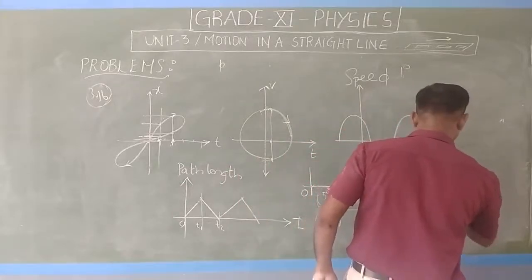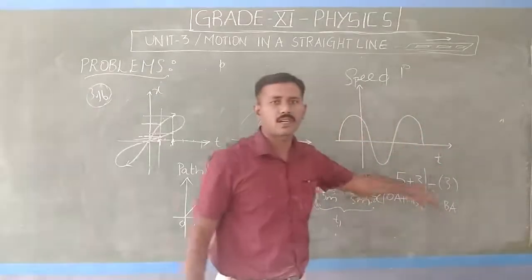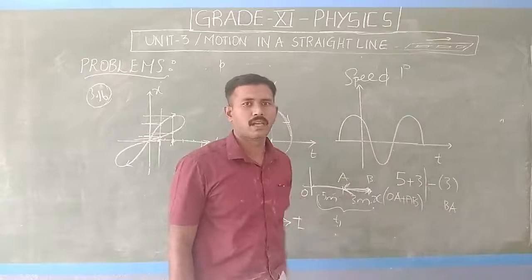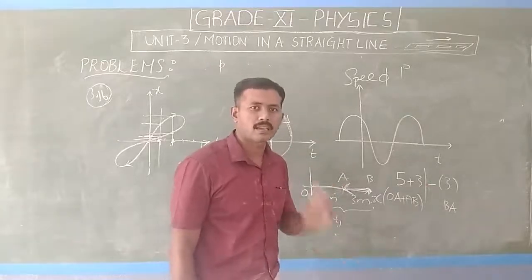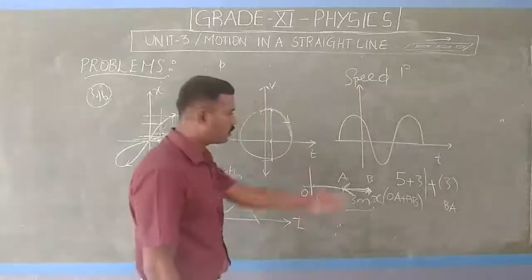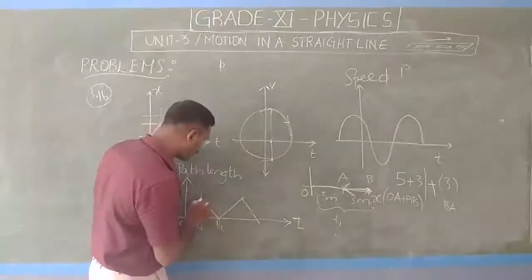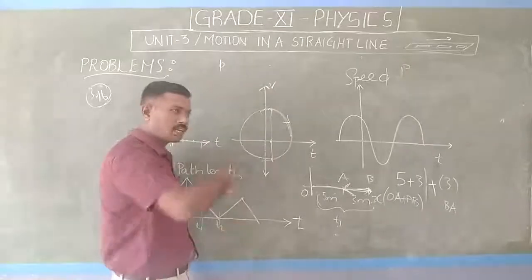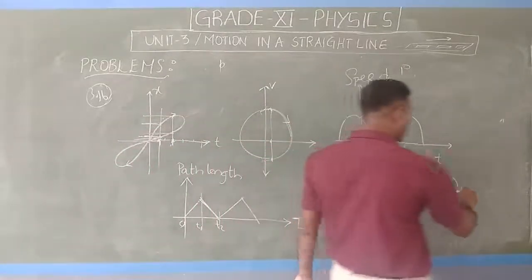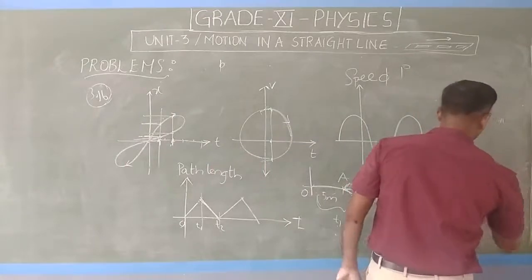This minus should be considered only for the displacement. And for writing the path length traveled, you should put plus. So for B to A, it is only plus 3, not minus 3. So the value of the path length will not decrease. It will keep on increasing. The total path length is 5 plus 3 plus 3, 8, 11. That is 11 meters is the path length.